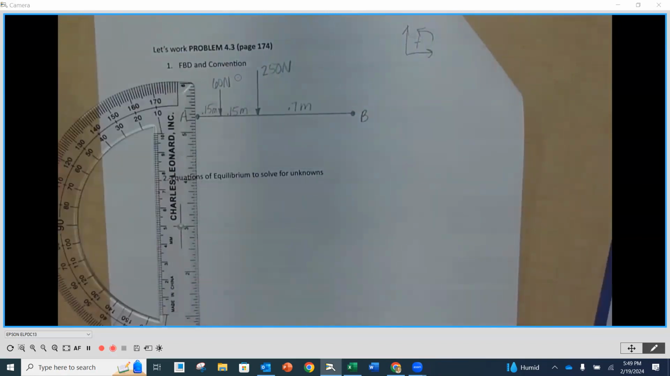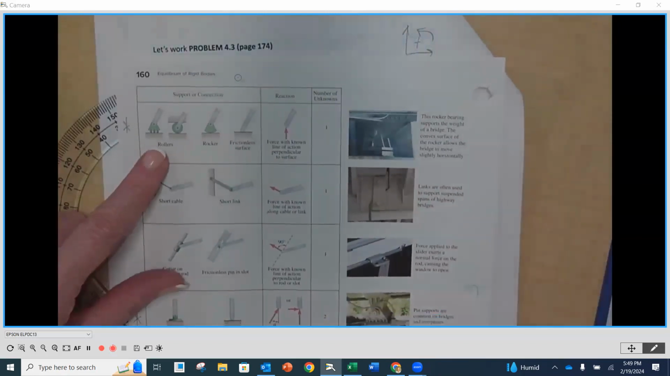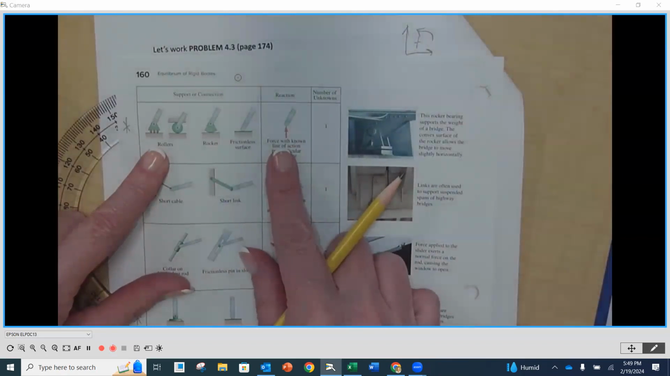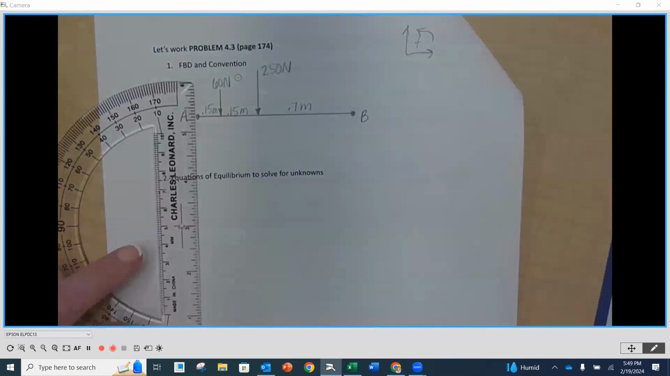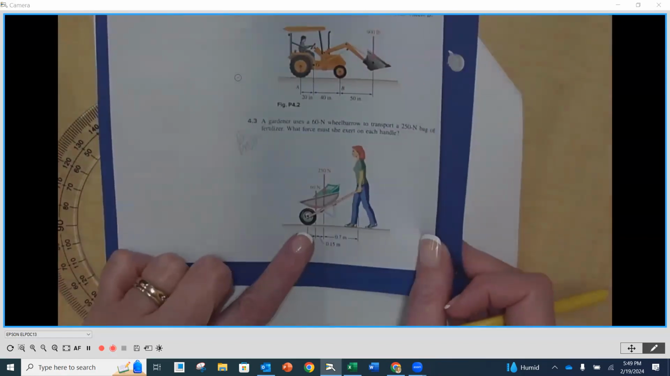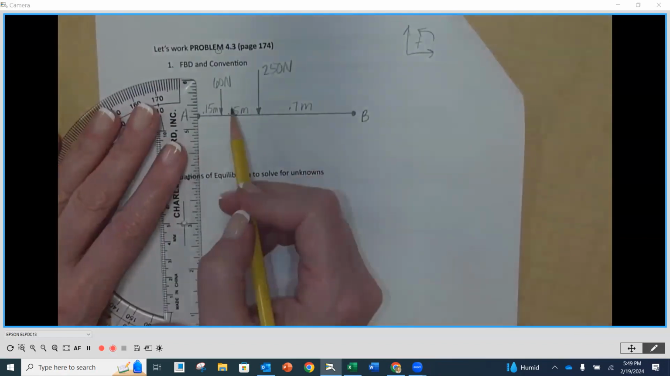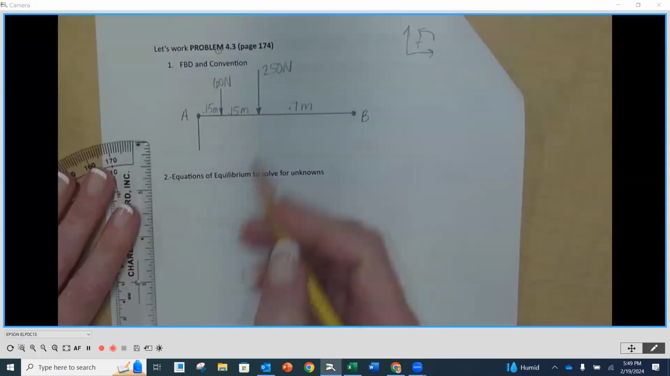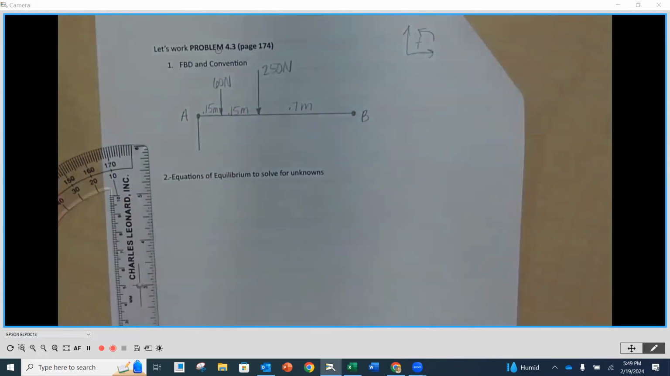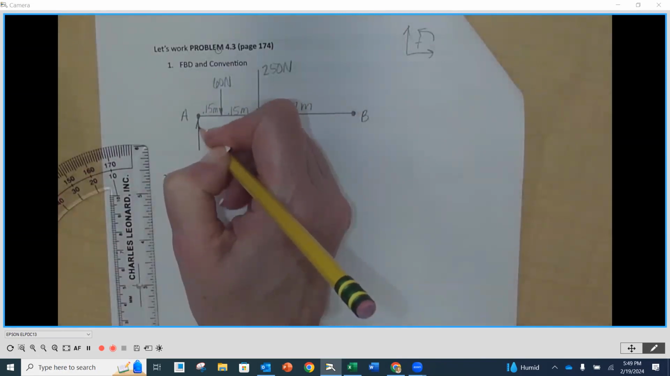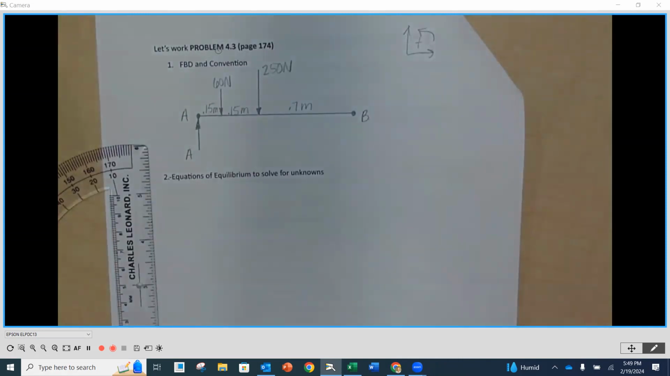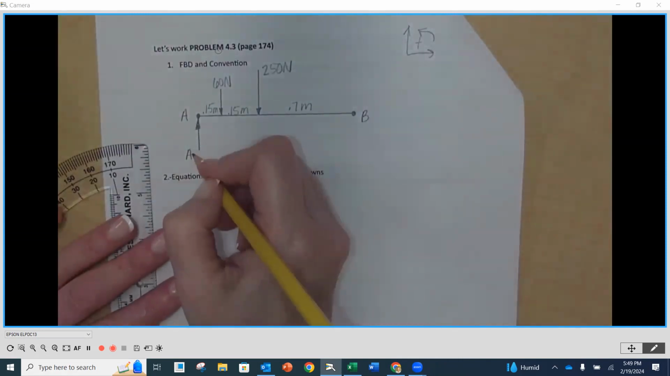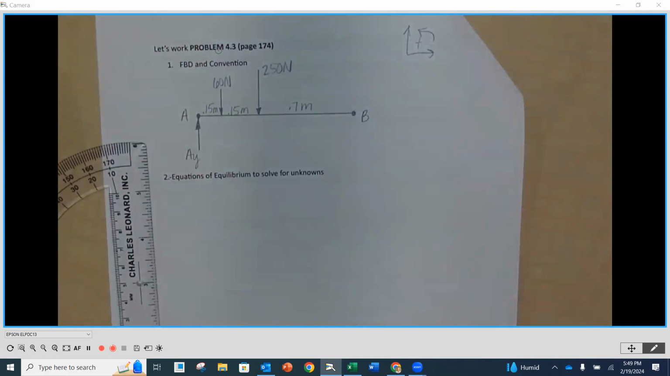And according to page 160 at the very top here, a roller is going to have one support and it's going to be perpendicular to the surface it's riding on. The surface it's riding on here is horizontal. Okay, so we're going to put force, and I'm going to assume up. Okay, and I'm just going to simply call this A. We'll call it AY. It's in the Y direction, and we've got point A, so we'll call this force AY.